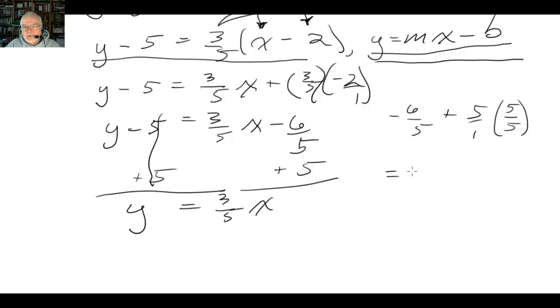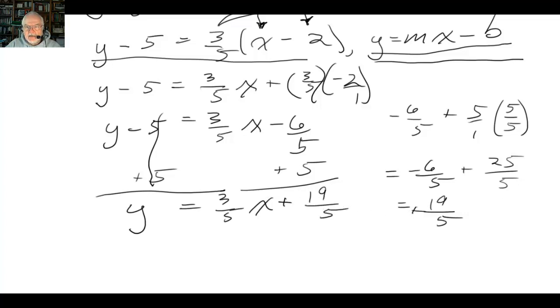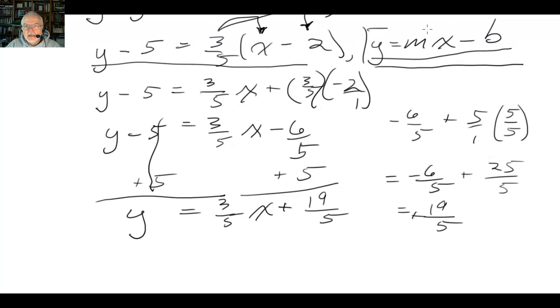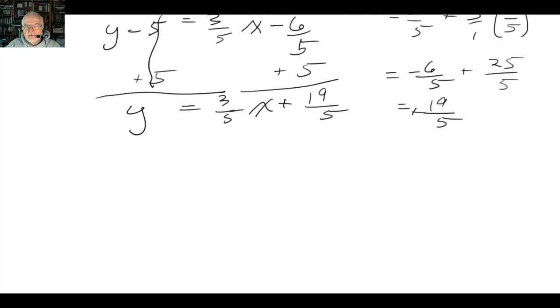And so I proceed. Minus 6 over 5, 5 times 5 is 25. 1 times 5 is 5. Aha! I have the same denominator, so I can add these together. Minus 6 plus 25, when I add the numerators, gives me 19, and the denominator remains unchanged. And that's a plus. It's implicit, so it's 19/5. I cannot simplify that anymore, and that does in fact look like the slope-intercept form of the equation.